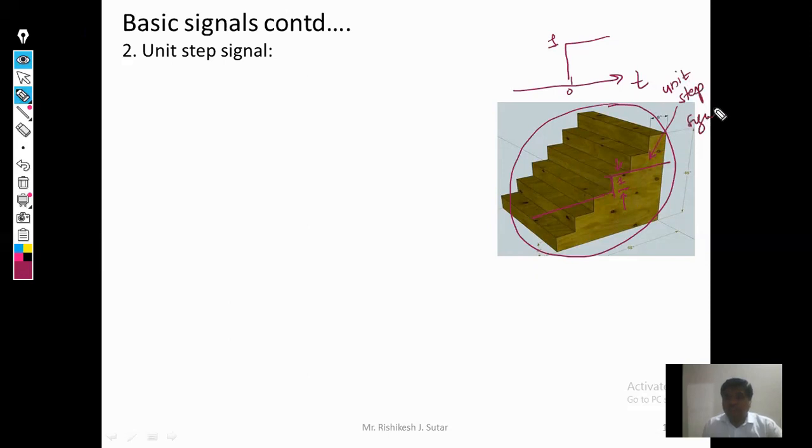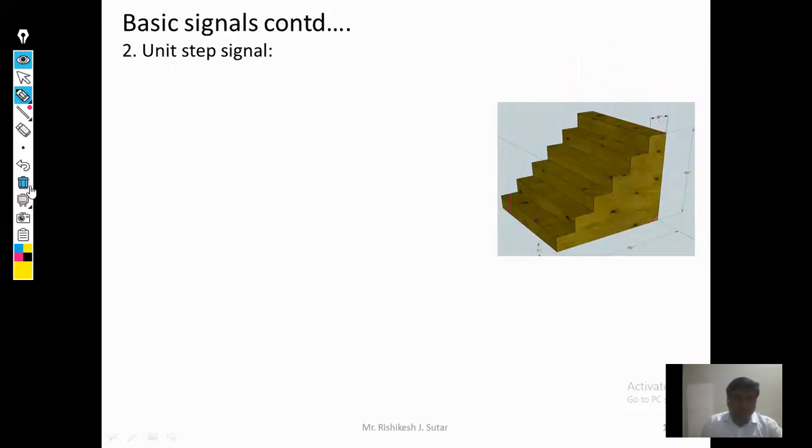Unit step signal, because now here the amplitude is 1, you can see here. The signal is something like this, then you can call it the unit step signal. Okay, fine. So let us see its expressions and its significance now.